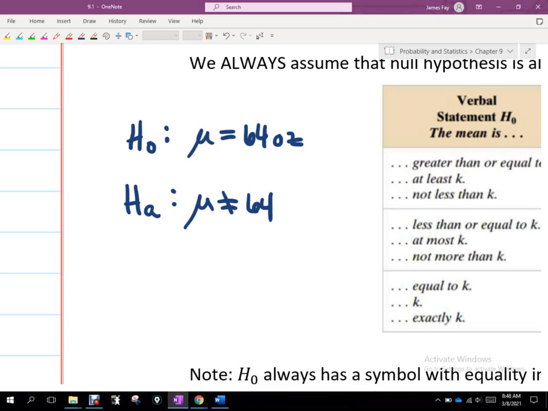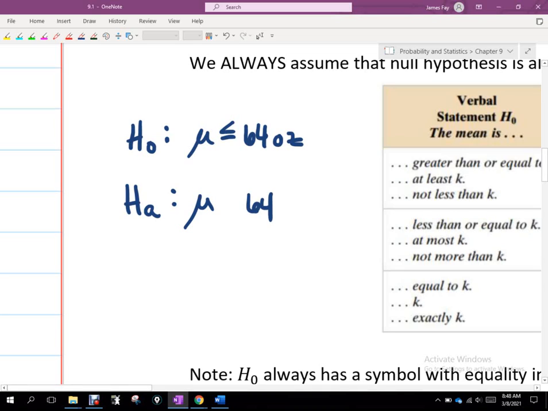Now, let's say that P&G makes the claim that the mean volume is less than or equal to 64 ounces. Remember, the null hypothesis has to include equality, so it can have a less than sign. And some researchers, even if it's less than or equal to, will just write equal.